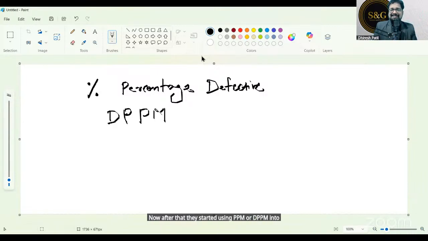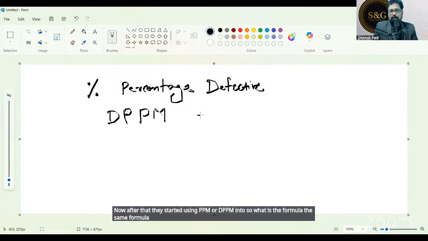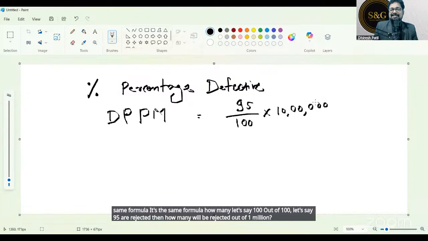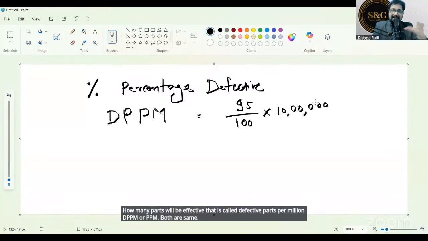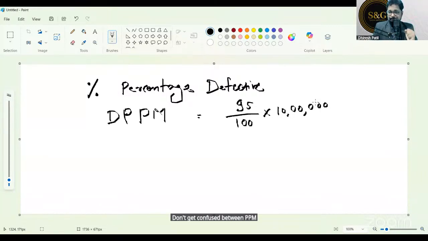So what is the formula? The same formula. How many? Let's say out of 100, let's say 95 are rejected. Then how many will be rejected out of 1 million? That is the simple formula of DPPM, or defective parts per million. Out of 1 million parts you have produced, how many parts will be defective? That is called defective parts per million, DPPM or PPM. Both are the same. Don't get confused between PPM and DPPM. So PPM is nothing but DPPM, the same thing.